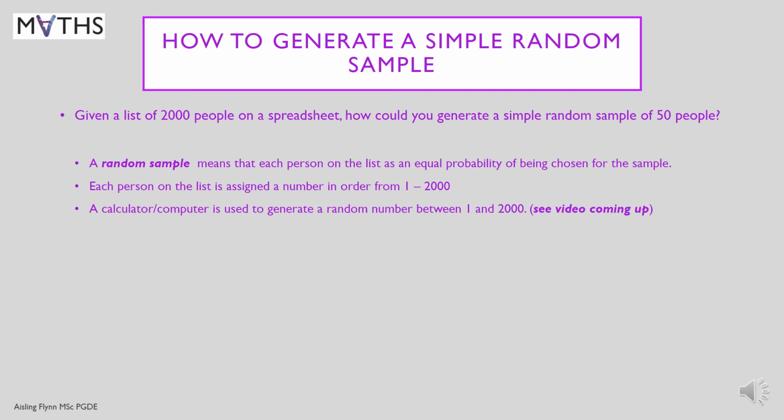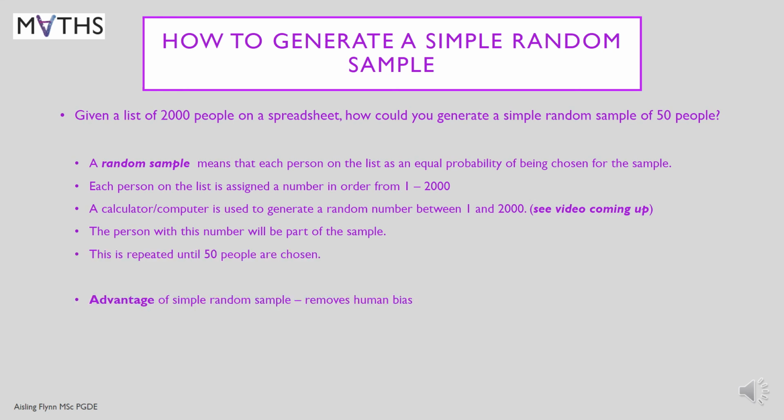Okay, so it's equivalent to pulling a name out of a hat. You could put all the names in a hat and pull it out with your eyes closed. It's random. Everybody has equal chance. Okay, and then the numbers that come out, well, those people would be included in the sample. And the sample should be a mixture of all sorts of people because it's done randomly. And this would be repeated until 15 people were chosen.